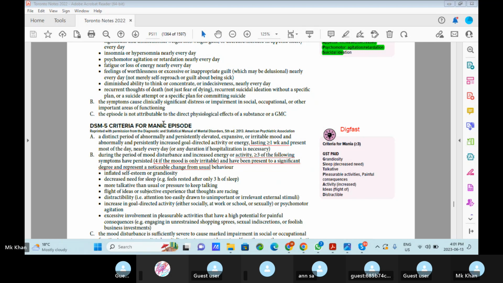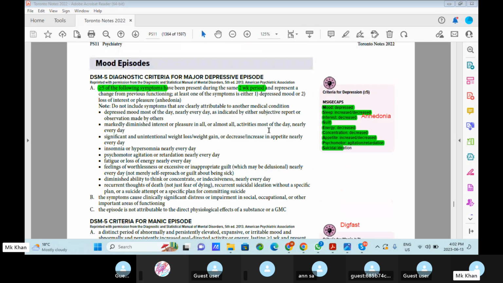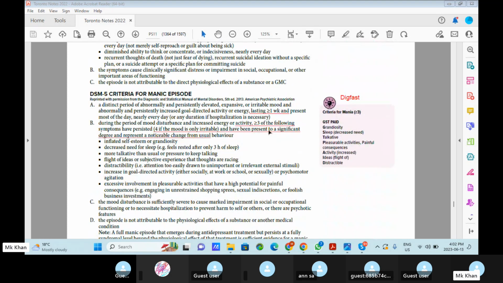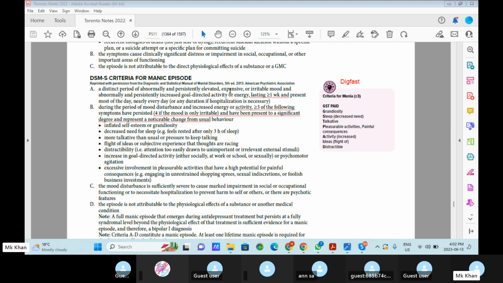And then the episode is not attributed to the direct physiological effect of a substance or another medical condition, right? So this line is written almost everywhere. Now, this is major depressive disorder, and the second one is the manic episode, right? This is kind of opposite to that one.